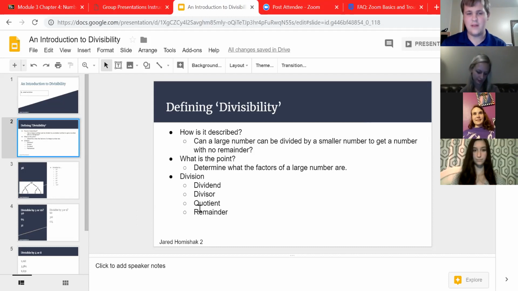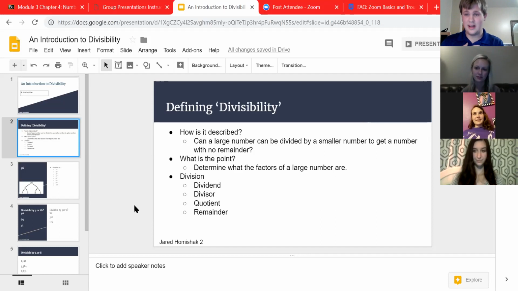And then if you have a remainder, that means you have a number and then some left over. In numeric terms, this is typically represented by having a decimal and then having numbers to the right of that decimal. You don't want to see that because that means the number is not divisible.